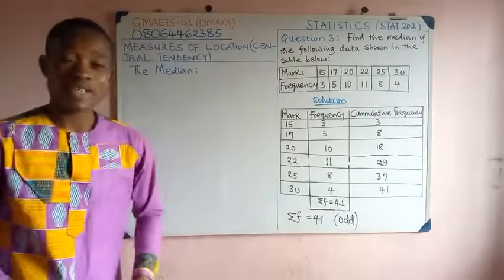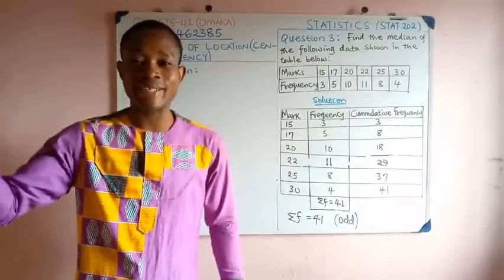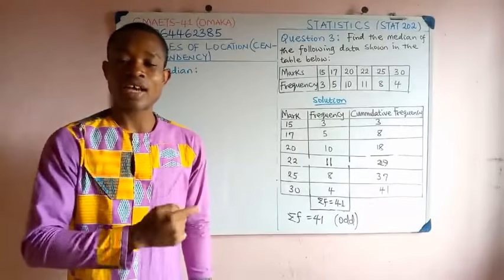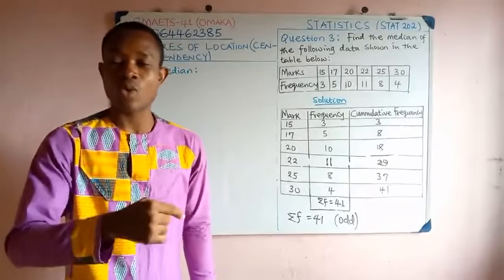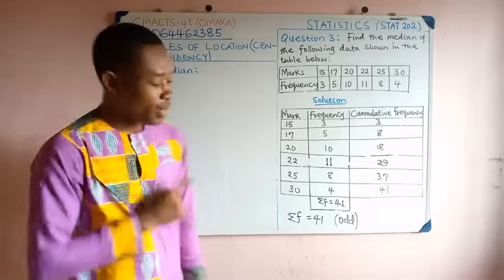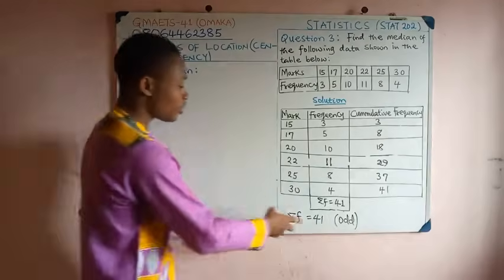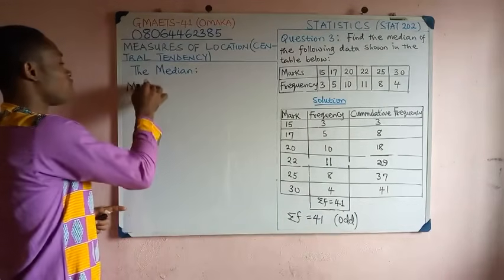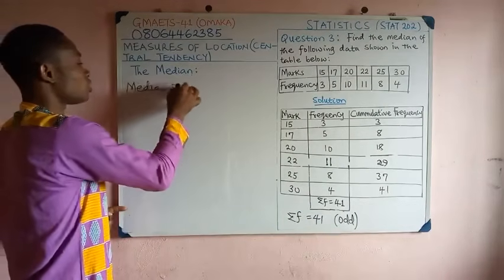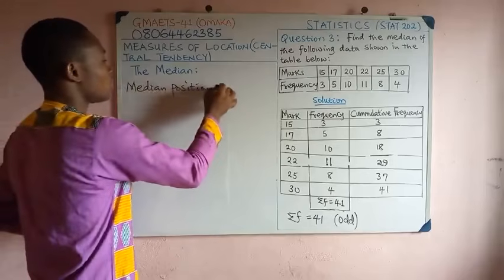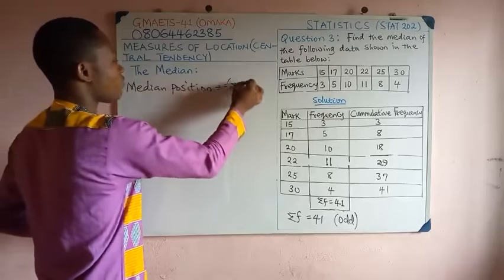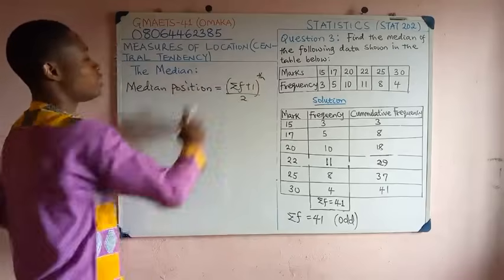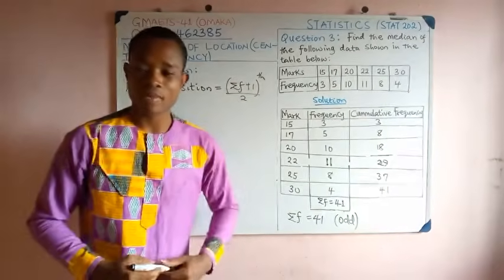Very important. This summation f represents our n in cases where it does not have frequency. But here it has frequency, so we replace n with what? Summation f. Because this frequency summed together is an odd number, using our median position formula, median position is equal to summation f plus 1, divided by 2. The item occupying this position.